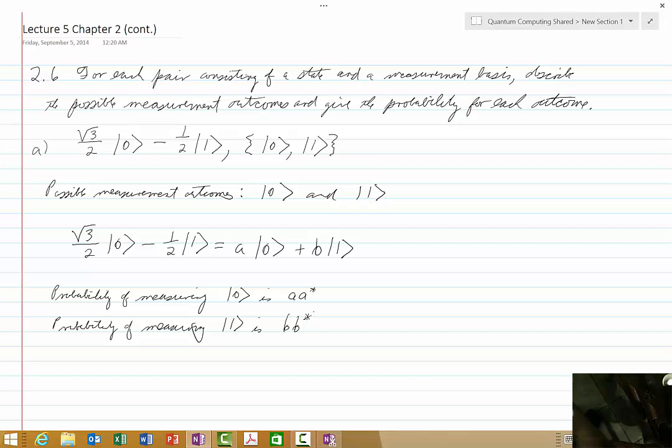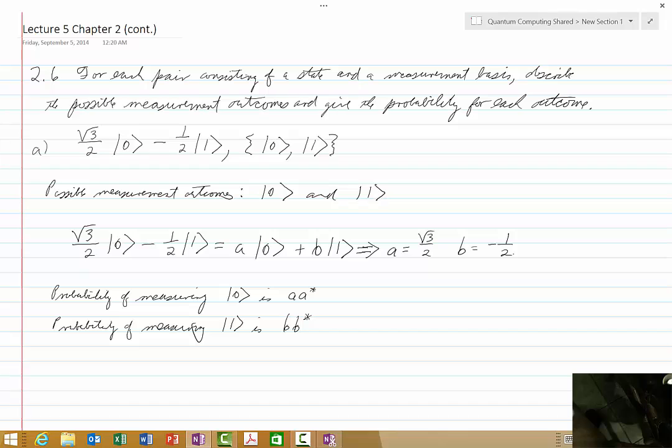So the only work that remains to be done really is to find A and B, and in this case that's trivial. We see right away that this statement right here, that the square root of 3 over 2 times the 0 vector minus 1/2 times the 1 vector is equal to A times 0 plus B times 1, implies that A must be equal to the square root of 3 over 2, and B must be equal to minus 1/2.